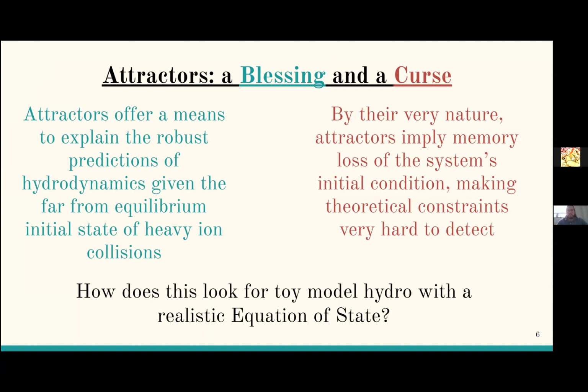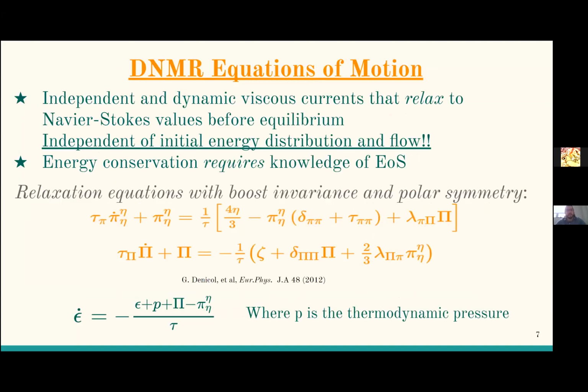So how does this all look for a toy model hydro with some realistic equations of state? Do we still get attractors, right? So now we want to explore the concept of attractor a little bit more. In order to do this, we're going to use a highly symmetric version of hydrodynamics called Bjorken flow, where the relaxation equations have boost invariance and polar symmetry.